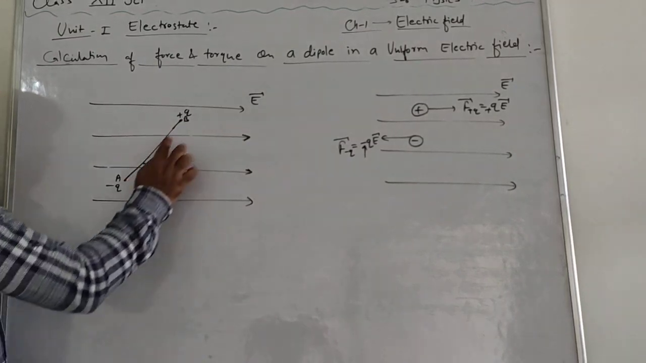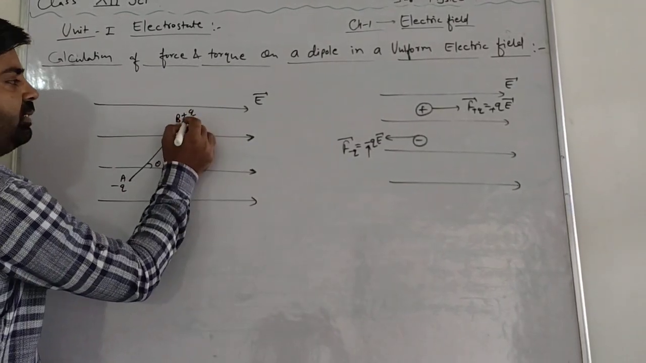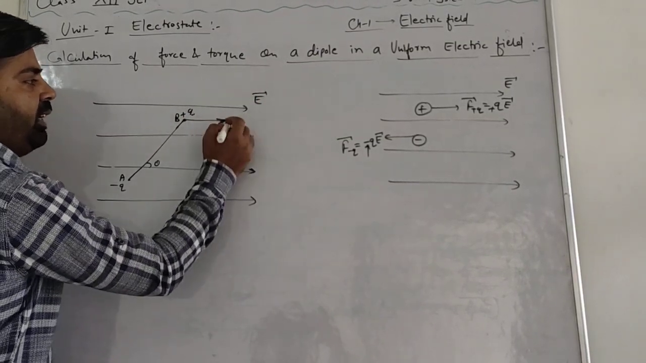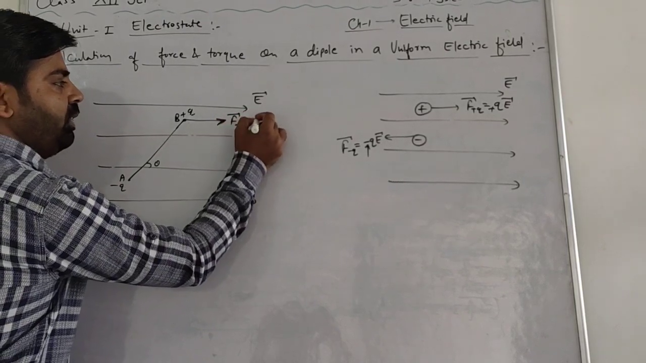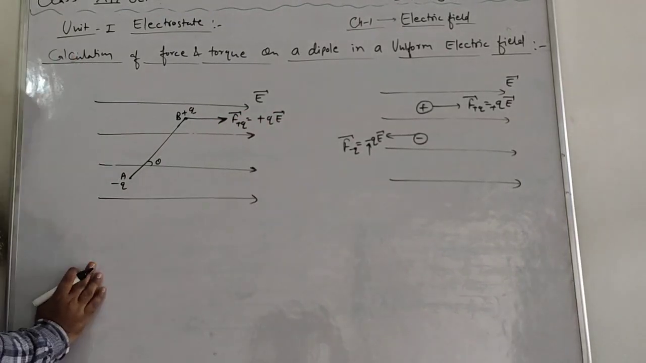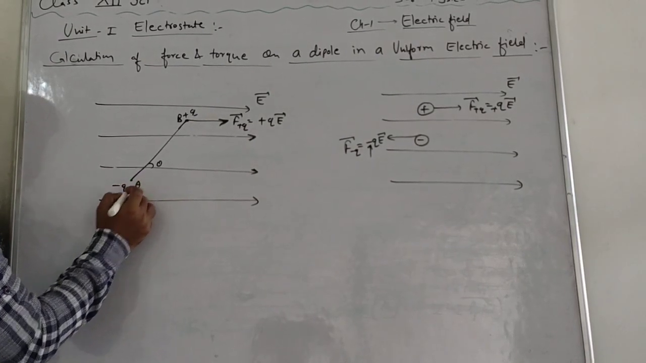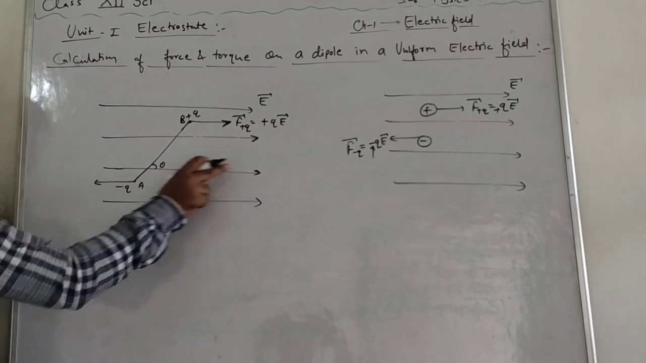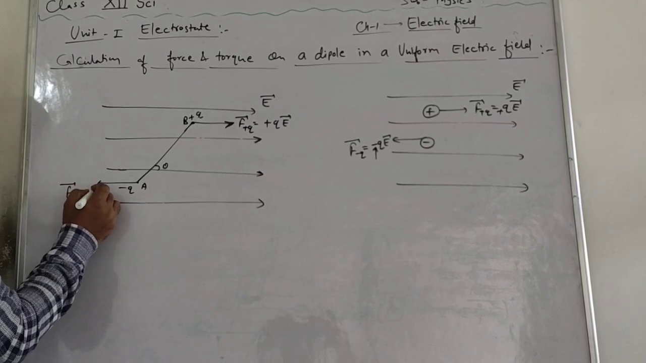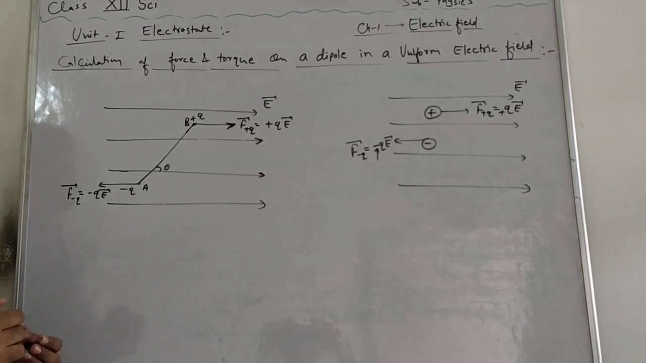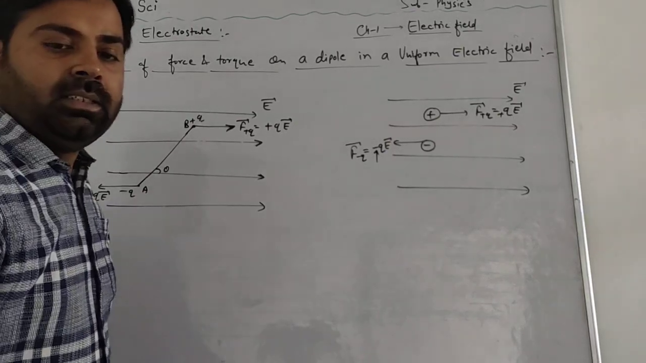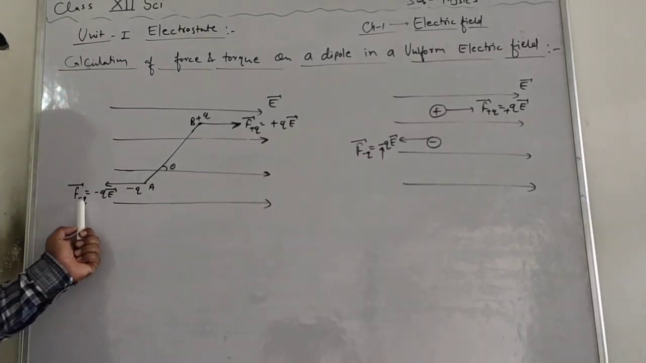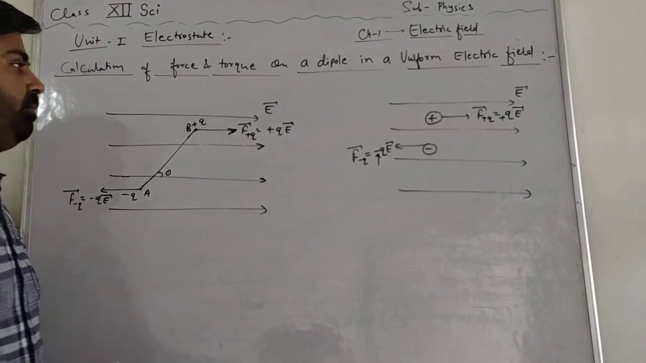Here at plus q charge, the electric force direction is in the direction of the electric field intensity. We denote F plus q vector is equal to plus qE vector. And at minus q charge, the direction of electric force is opposite to the electric field intensity. F minus q vector is equal to minus qE vector. So F plus q vector is equal to plus qE vector and F minus q vector is equal to minus qE vector.